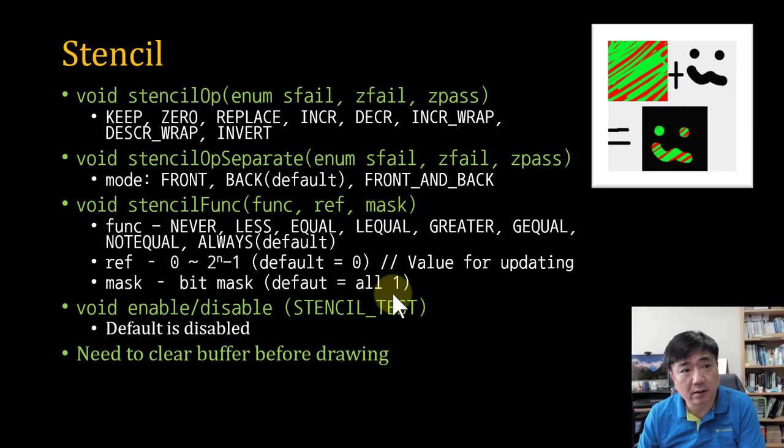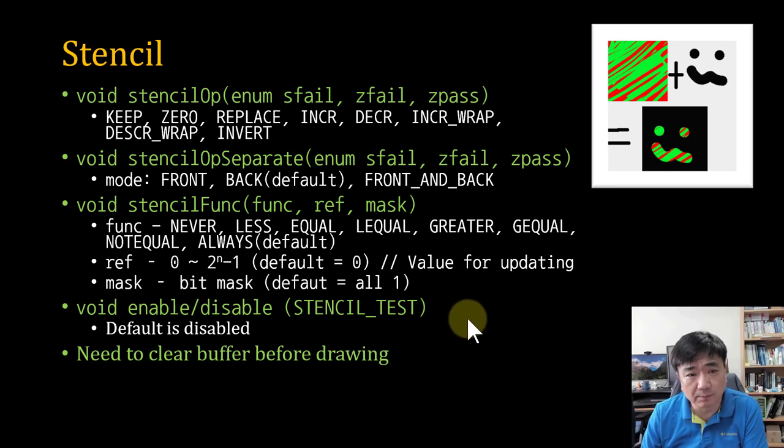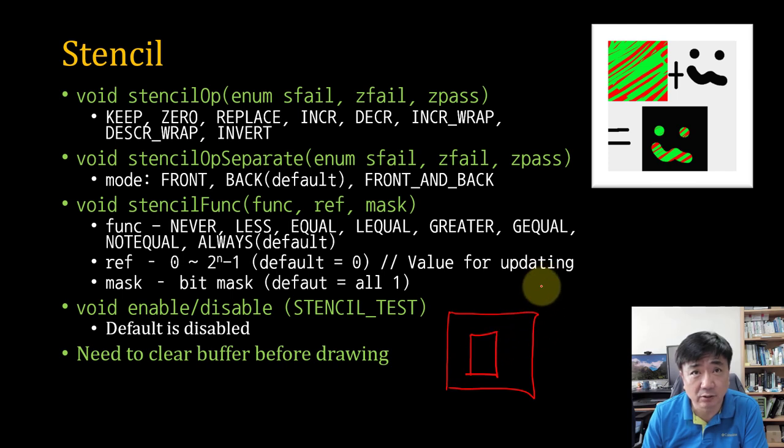Okay. Next operation is stencil. Stencil controls whether to draw a pixel or not, pixel by pixel. So we can control the area. We already learned scissoring. We can define a scissoring rect, then inside the scissoring rect, the drawing occurs. For example, if I draw a triangle, then only part of the triangle will be displayed.